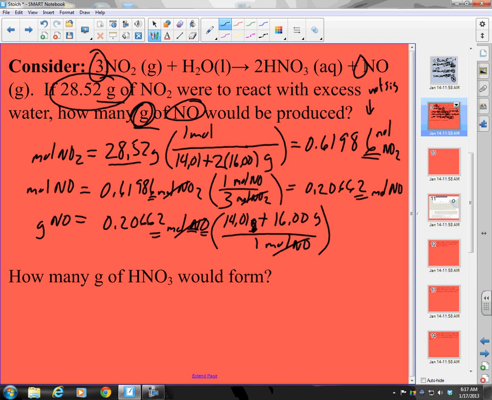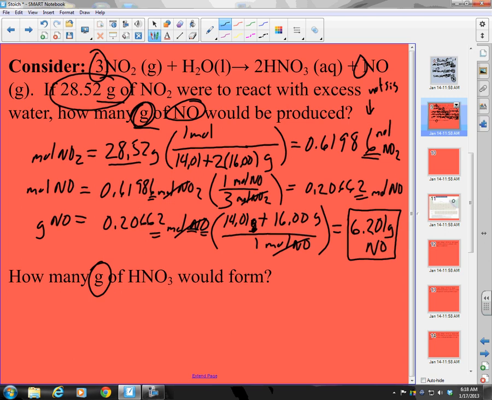So what do I do? Times quantity 14.01 plus 16, and I get 6.2007, so I have to round that to 6.201 grams of NO. Hey, there we go. Isn't that cool? I like it. How many grams of nitric acid would form?